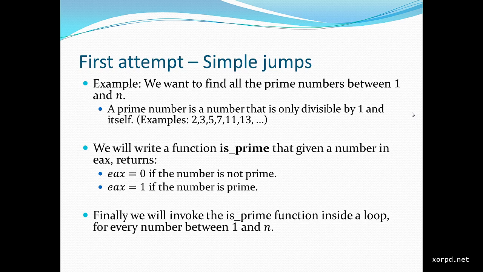Basically, we are going to write a function which we are going to call isPrime. Given a number in EAX, the function isPrime is going to return one of the following. EAX equals 0 if the number is not prime, and EAX equals 1 if the number is prime. This function gets its input inside the EAX register, and the output will also be inside the EAX register.